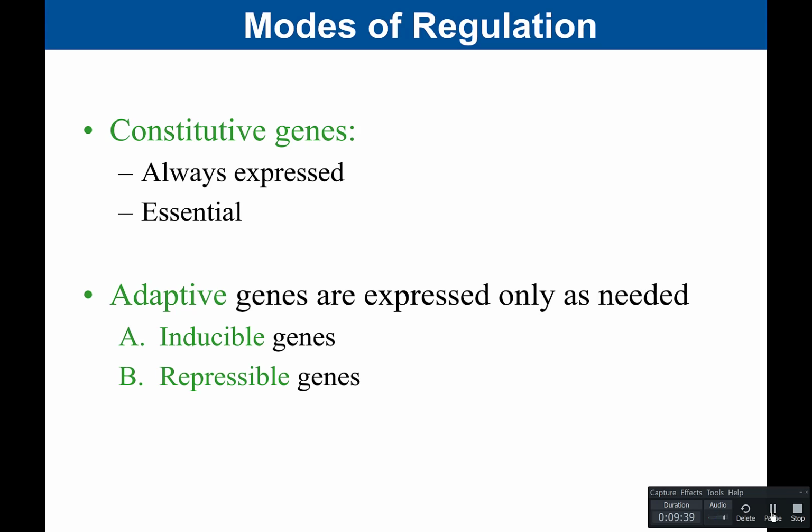So we are going to look at two categories of adaptive genes. We have what are referred to as inducible genes, meaning that those genes by default are off, but they can be induced to be turned on. Or we have repressible genes, whose default is on, and they have to have some signal that causes the genes to become repressed. So we call these repressible genes because their default is on, and a signal has to be present to then turn those genes off.